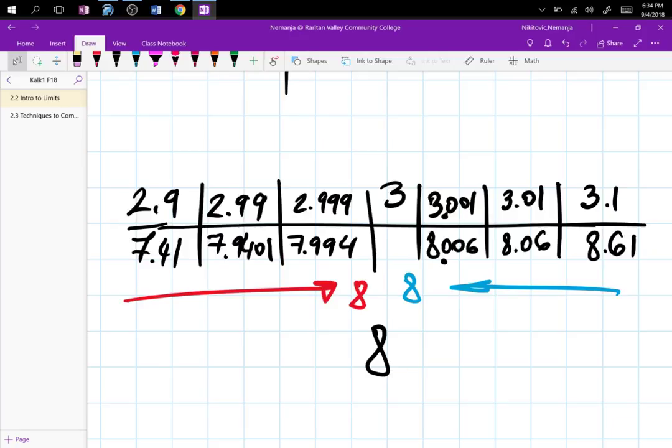7.4, 7.9, 7.99, it's getting closer to 8. From the other side, you have the same thing. All of these numbers are the numbers you pick that are leading towards 3, and then you compute their y values in the function. And you see that from 8.6 to 8.06 to 8.006, they're going to 8. So 8, 8, 8, the duck situation again, right?